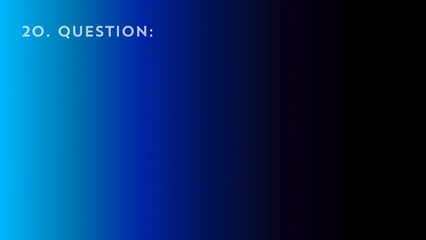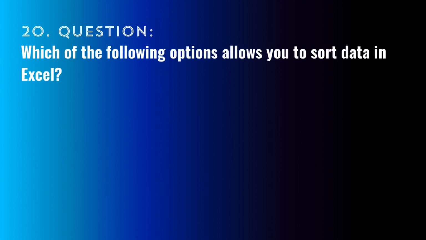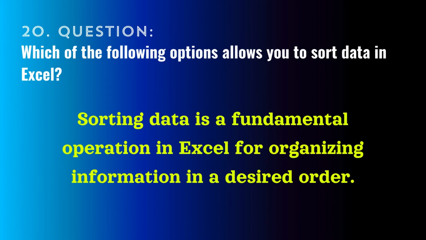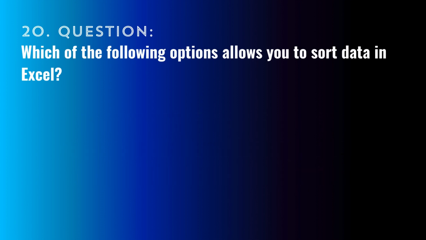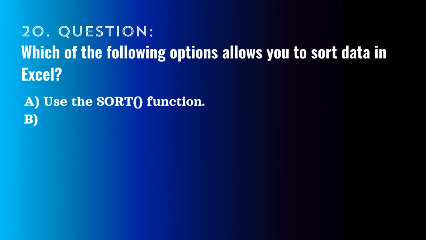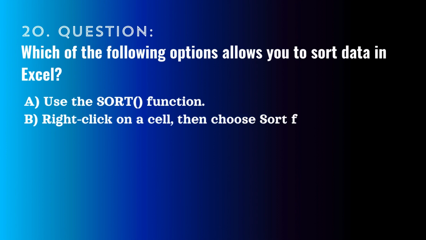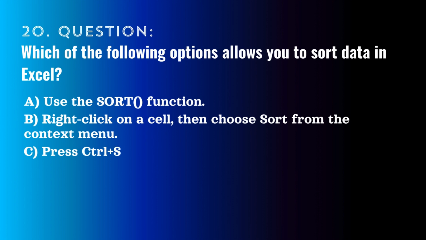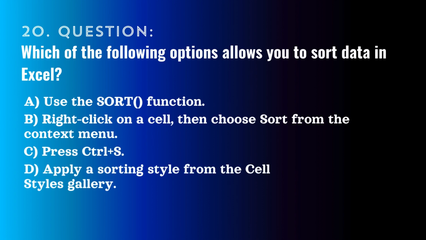Question number 20. Which of the following options allows you to sort data in Excel? Sorting data is a fundamental operation in Excel for organizing information in a desired order. So select the right option from the following four. Option A. Use the sort function. Option B. Right-click on a cell, then choose Sort from the context menu. Option C. Press Ctrl plus S. And option D, apply a sorting style from the cell styles gallery.